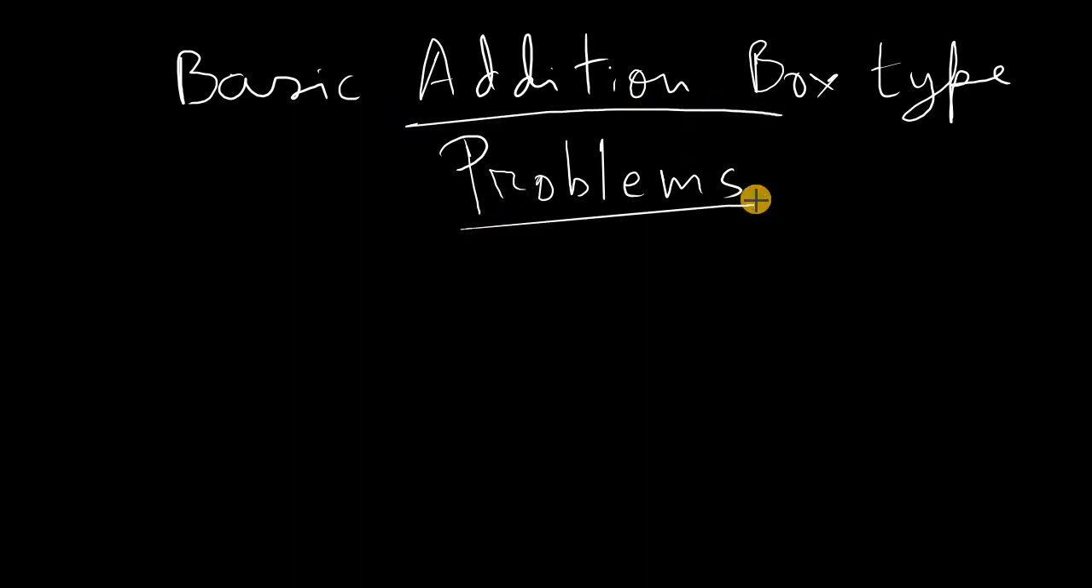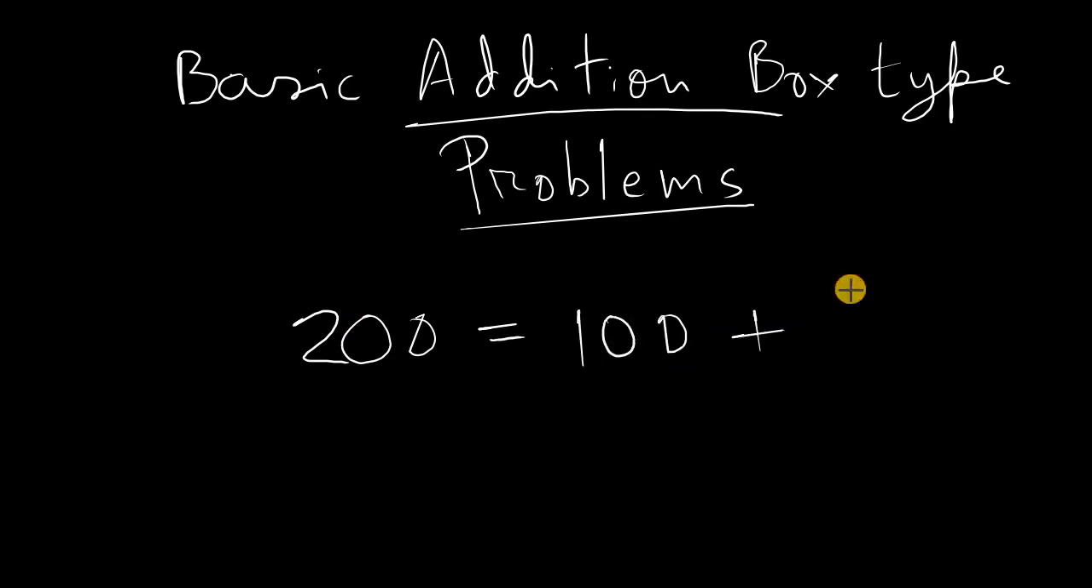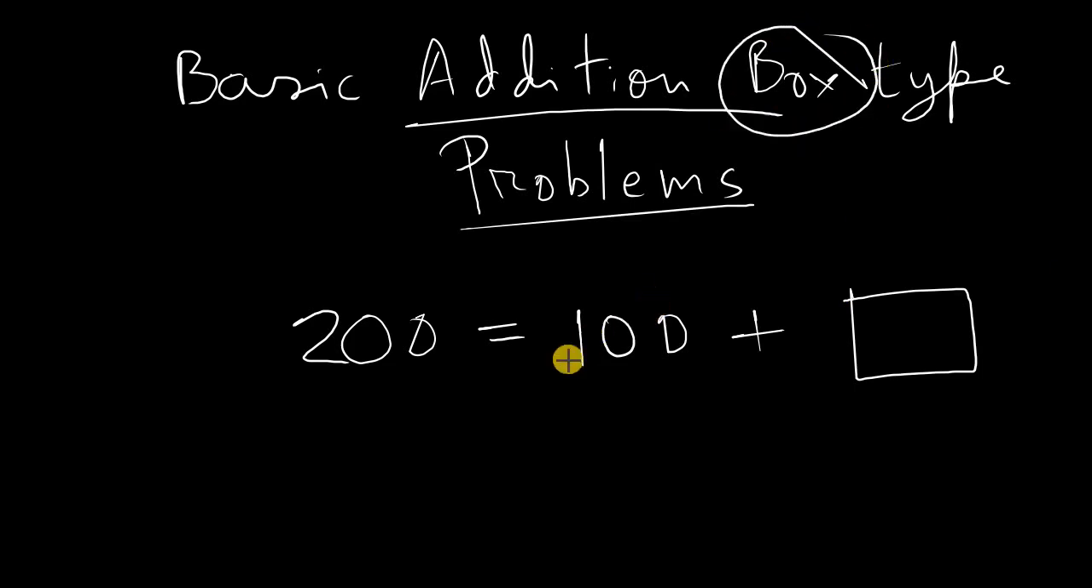Let me show you. Say for example, we have got a question like this: 200 is equal to 100 plus, fill in the box. So these are the type of problems we are going to talk about. This is what I mean when I say box type problem. Okay, now, how do you solve this problem? This is basically the very first type of problem, a very basic box type problem. Now, how do you solve it?